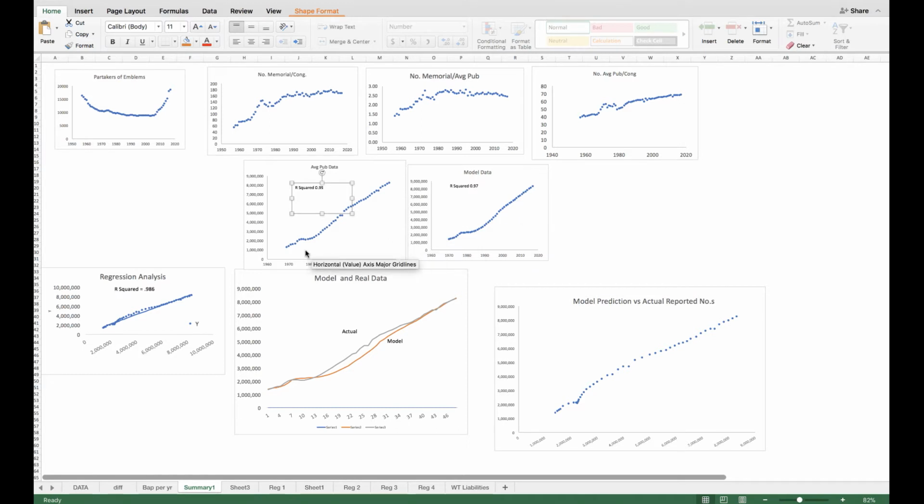Look, this is the real data. You get a little jog there. I got a little jog on my model. You got a little bit of a dip here in the real data. And so I was able to duplicate Watchtower's growth with my model.